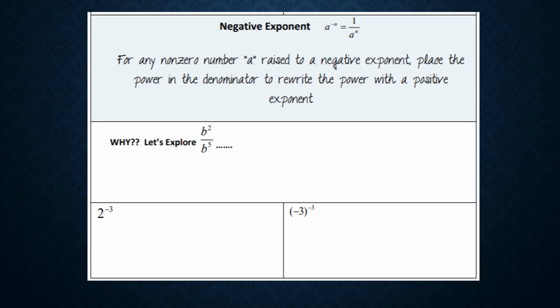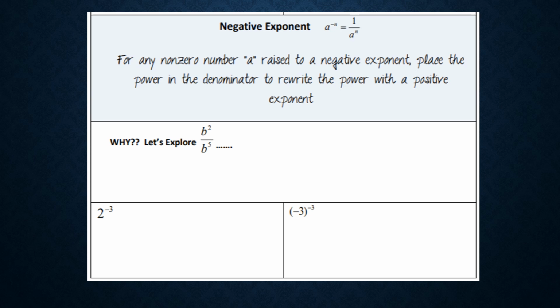The other one is negative exponents. We do not like negative exponents. So we can turn the negative exponent to positive by moving its position. For example, any non-zero number, in this case a, raised to a negative exponent, place the power in the denominator to rewrite the power with a positive exponent.